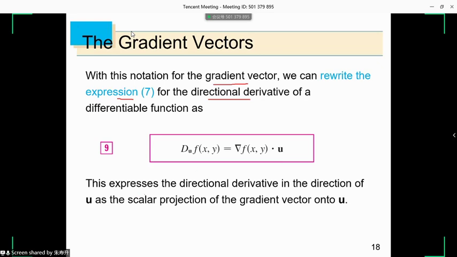So the directional derivative in the direction u is the scalar projection of the gradient vector onto u. If there is a direction u and here is delta f, then multiplying them is this dot product. So it's a projection. Okay, so this is delta f dotted with u, this part.